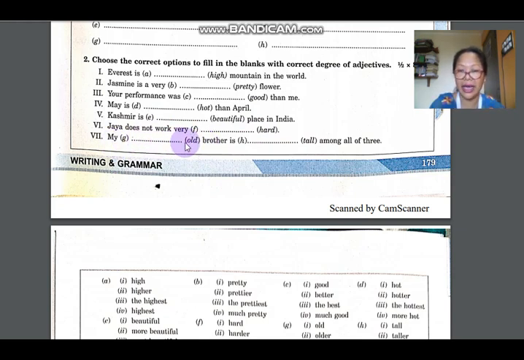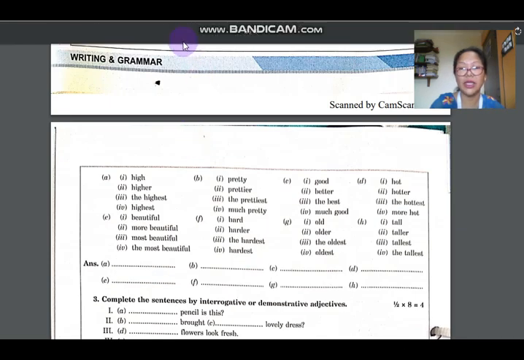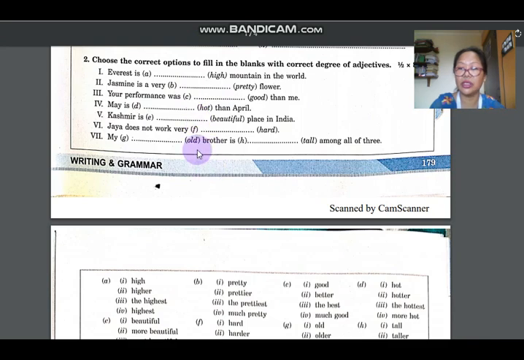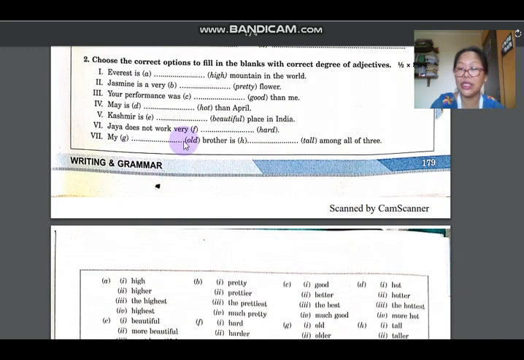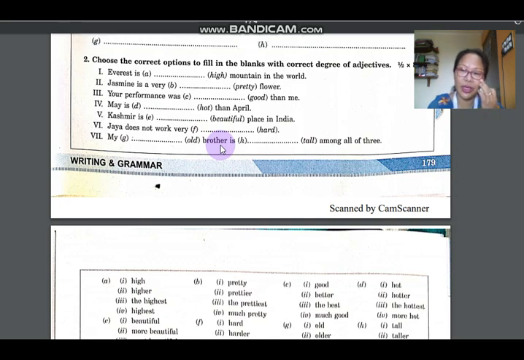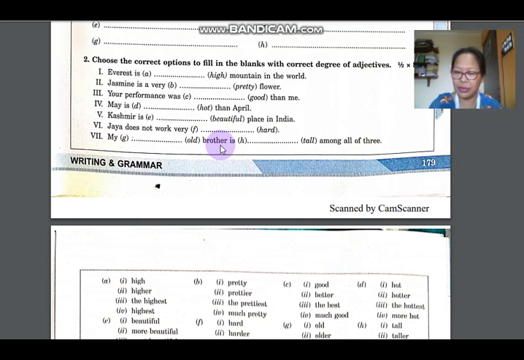My dash brother is dash among all of 3. So my old, elder, number G here. Old, older, the oldest. Okay, my older brother, because here we are comparing between me and the elder brother. So my older brother is, of all 3, comparison between 3, so he is the tallest of all 3.